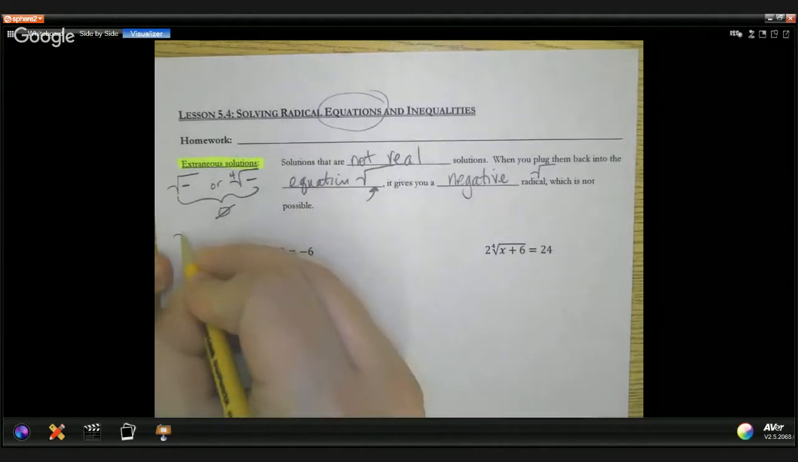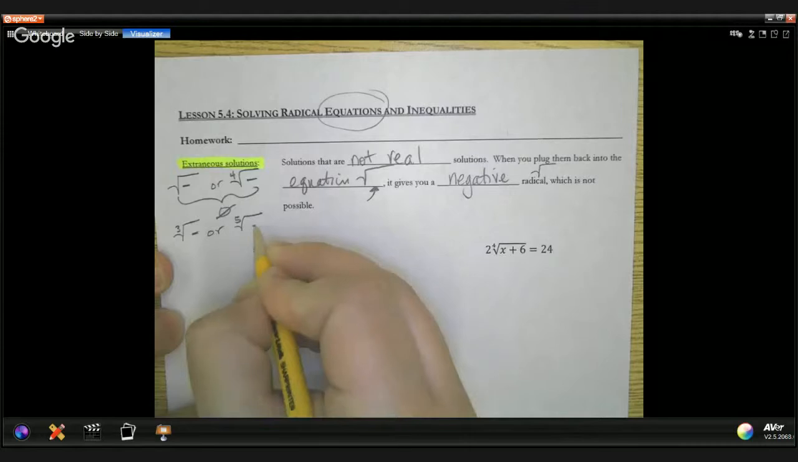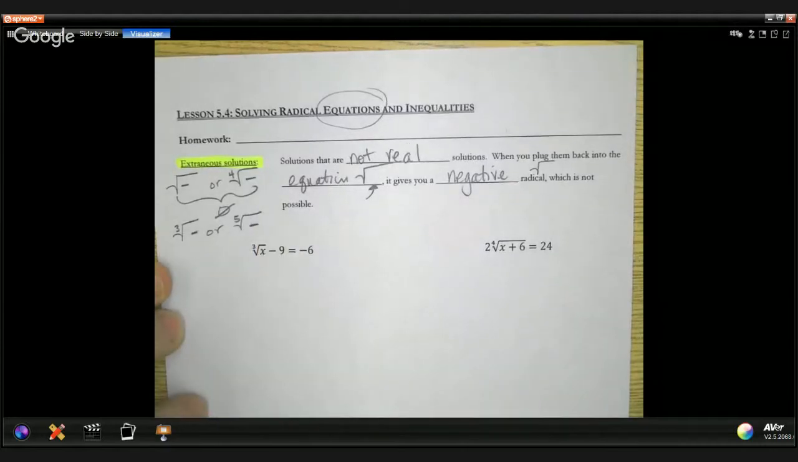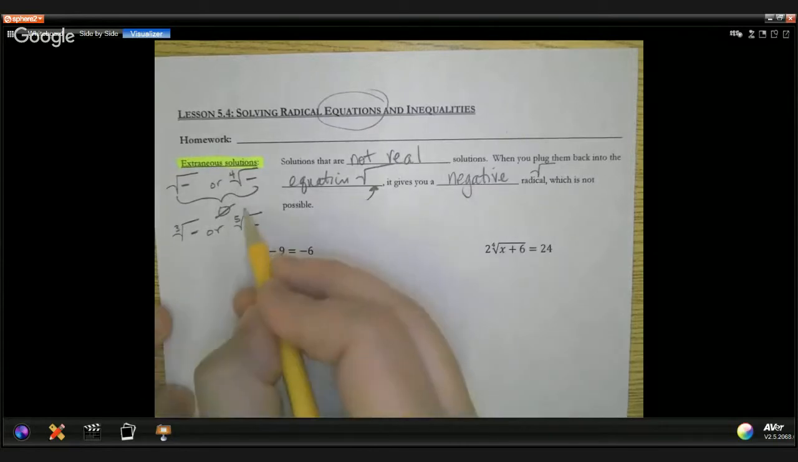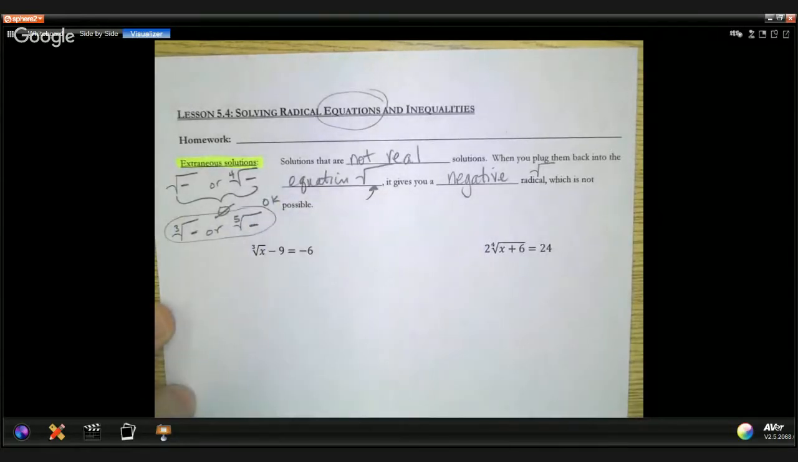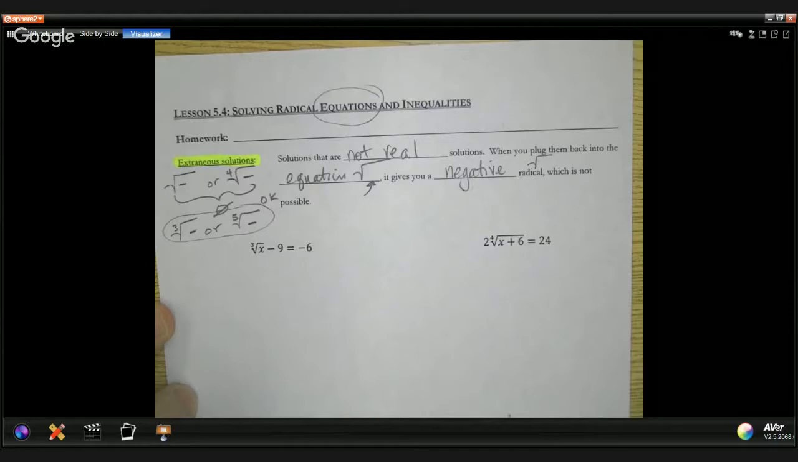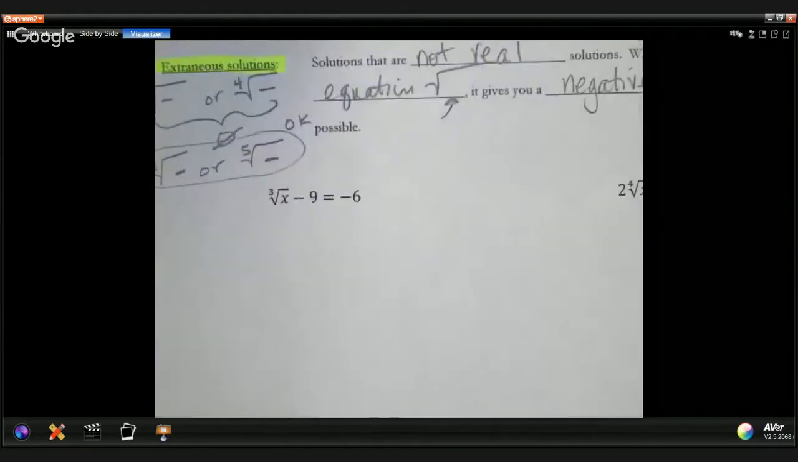But if I have an odd root of a negative number, those work. Remember, you could take a third root of a -1, a fifth root of a -1. Those are okay. But when you take the square root or the fourth root or the sixth root, any kind of even root of a negative number, it doesn't work. All right, so let's go ahead and solve these equations.